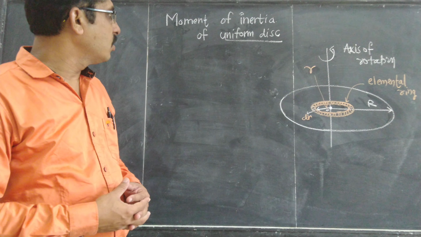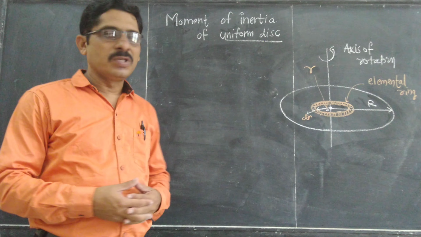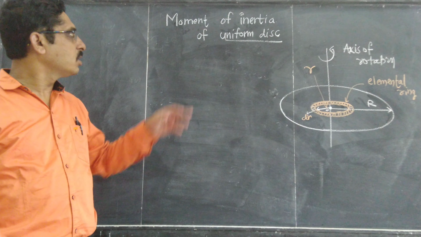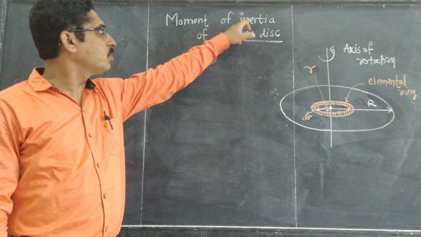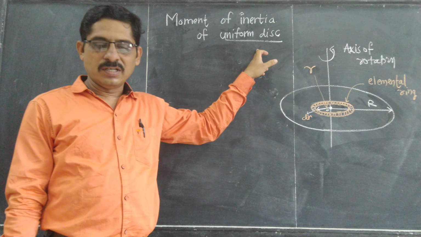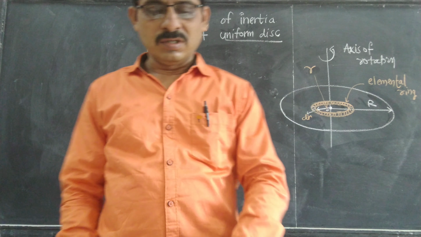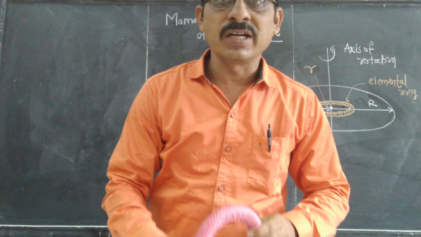In the last lecture, we have studied the moment of inertia of a ring. In today's lecture, we are going to learn the moment of inertia of a uniform disk. First, we have to give the difference between this ring and the disk.